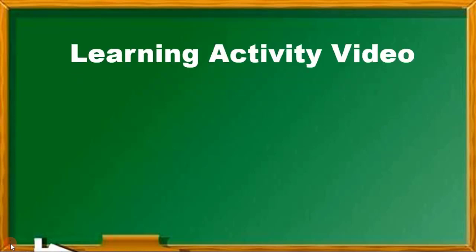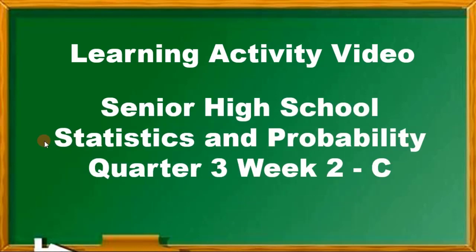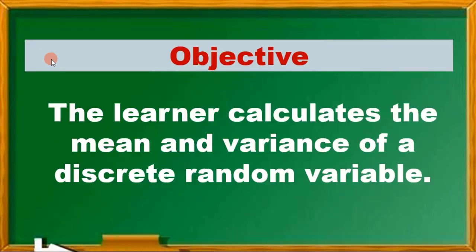Welcome to our learning activity video on Senior High School Statistics and Probability, Quarter 3, Week 2C. Objective: the learner calculates the mean and variance of a discrete random variable.